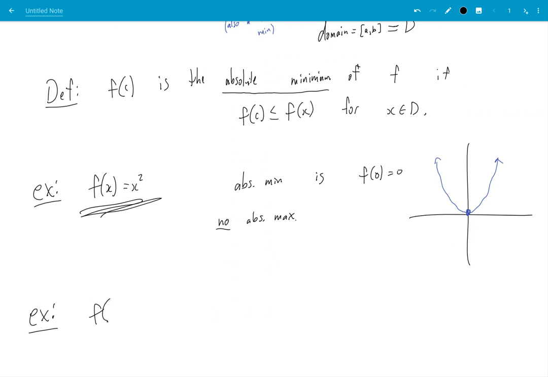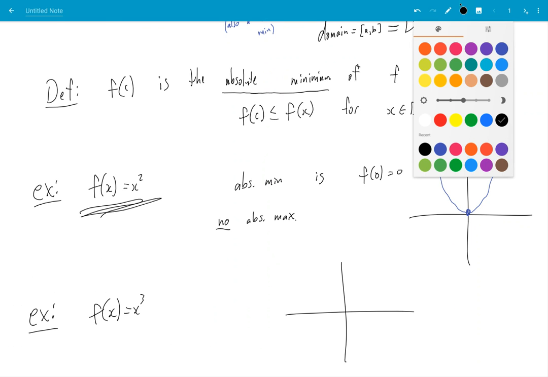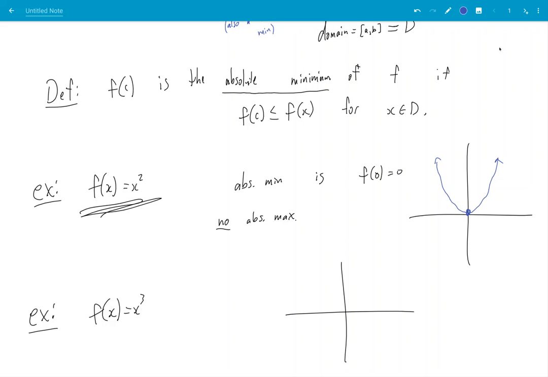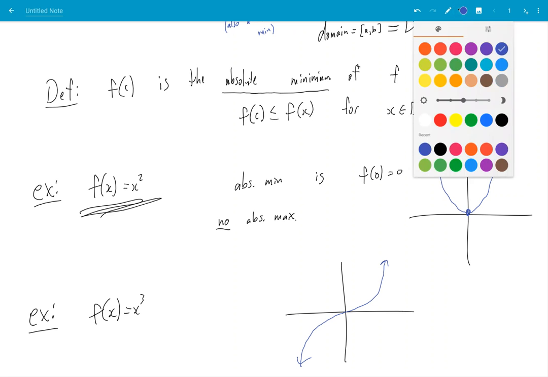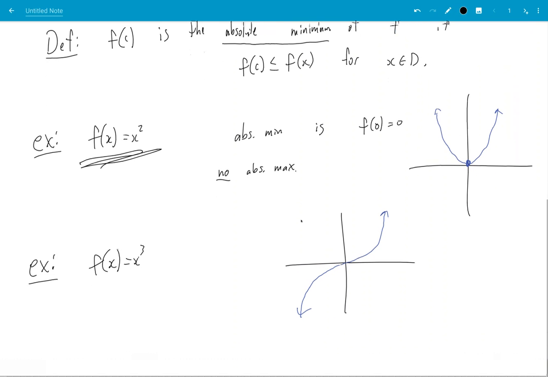And then something like f of x is equal to x cubed, where the graph is something like this. Just by looking at that, I can see there is no absolute max, no absolute min.